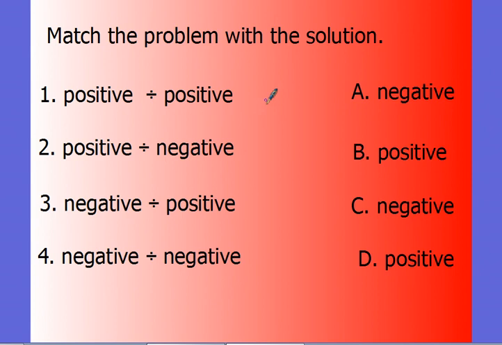Division, it's going to be the exact same thing. Positive divided by a positive is a positive. Positive divided by a negative is a negative. Negative divided by a positive is negative. Negative divided by a negative is positive. So to reiterate, your multiplication and division rules are the exact same. You count the number of negative signs. If it's an odd number, it'll give you a negative answer. If it's an even number, it'll give you a positive answer.